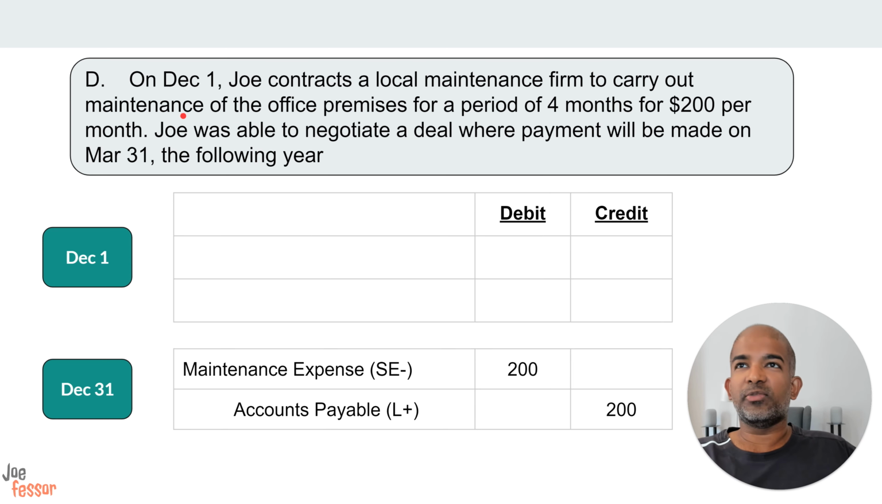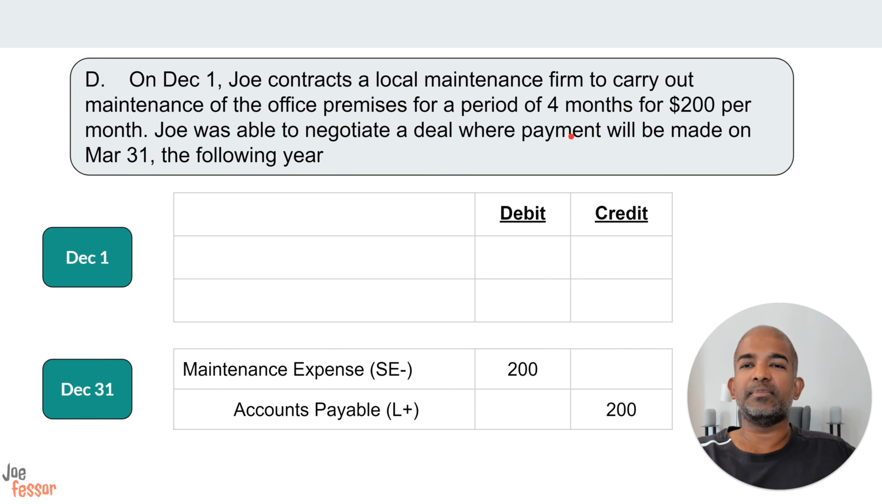But as of the 31st of December, the maintenance firm has already worked for 1 month, so they've earned that $200. Joe incurs an expense of $200 by the end of December. So Joe would debit a maintenance expense account for $200. But because he still hasn't paid any money yet, he would credit his accounts payable account by $200 to show that as of the 31st of December, he owes this firm $200. He will be making his payment on the 31st of March once the maintenance firm has completed all 4 months of work.